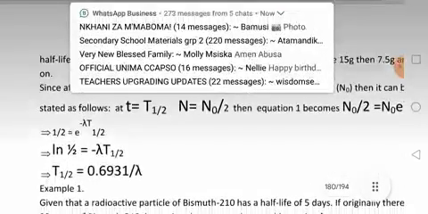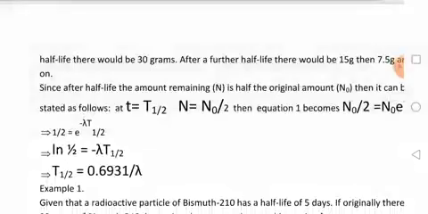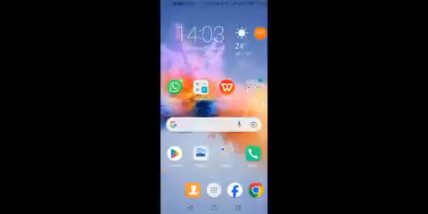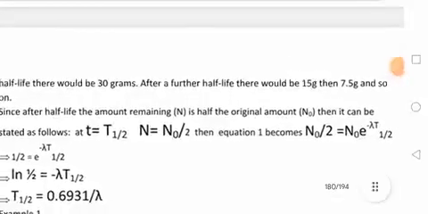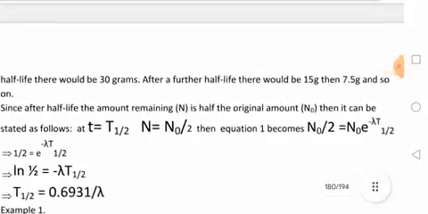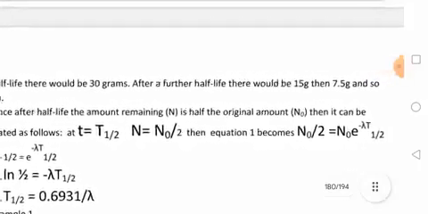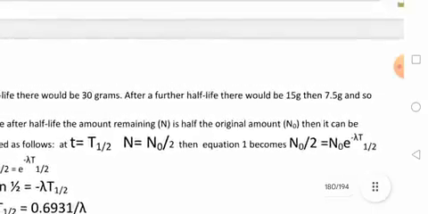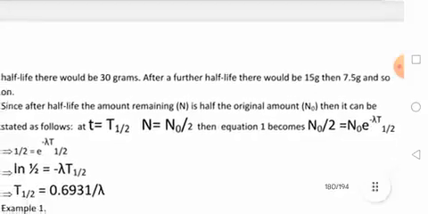Here is the example. After one half-life, there will be 30 grams. After a further half-life, there will be 15, then 7.5. So that's what I've explained already. As I said, you can use this formula to calculate anything that you want related to half-life.